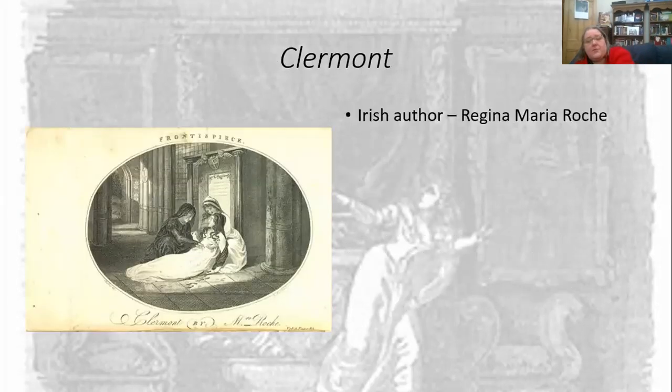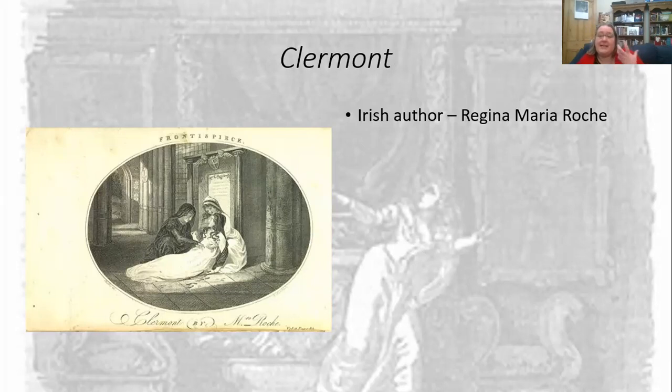Claremont is a novel by the Irish author Regina Maria Roche, and she's quite an interesting author and points us towards what I mentioned at the beginning, that our idea of the Gothic, an idea even its popular authors and its key authors, is often informed not so much by the realities of the period as by our retrospective framing of the Gothic. So the fact that Ann Radcliffe is seen as the key Gothic author is in part true in that she was influential and she was very popular, but there were other authors that were at times as popular as she was and arguably as influential.